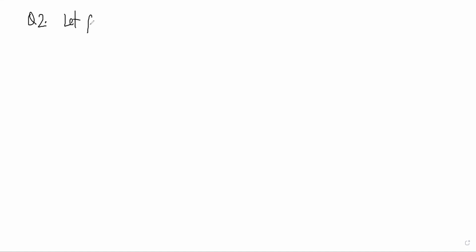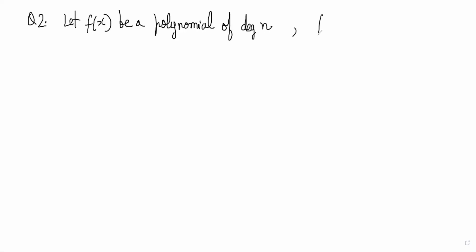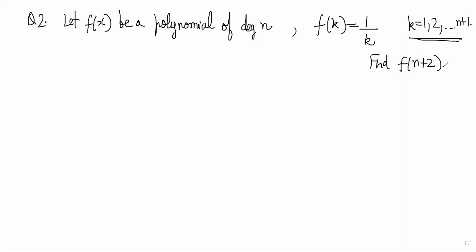Let's look at another question. Let f of x be a polynomial of degree n, which satisfies f of k equals 1 by k for k going from 1 till n plus 1. We have to find the value of f of n plus 2. Okay. So obviously the same methods, the interpolation method and also the differences method, are still valid.